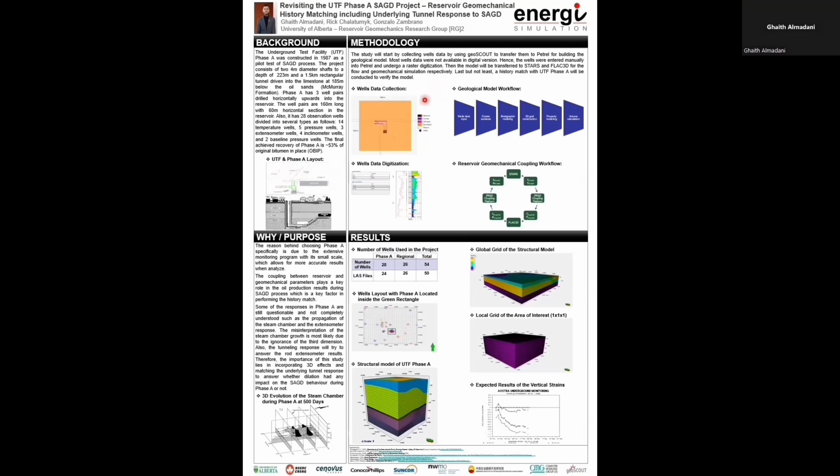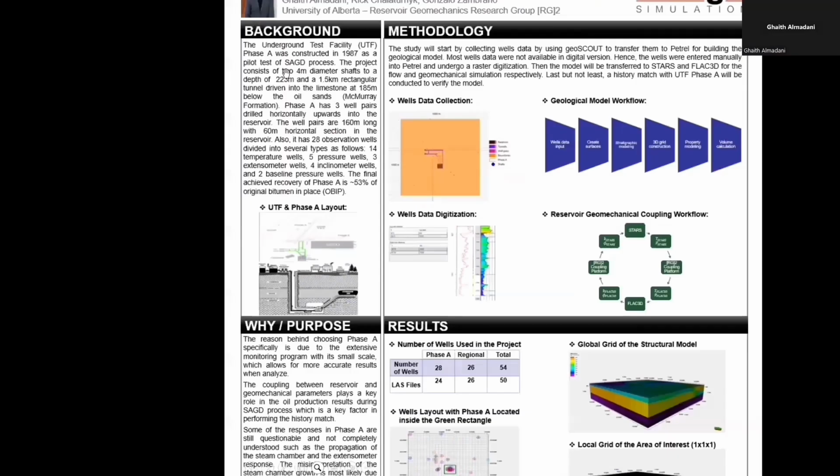I'm glad today to present my project titled Revisiting the UTF as a SAGD project, Reservoir Geomechanical History Matching, including underlying tunnel response to SAGD. So to start, warming up with the background.